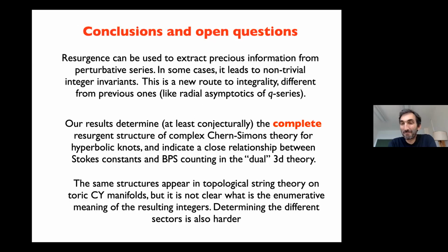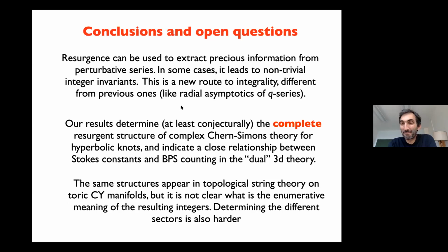Okay, so let me come to the conclusions. So one general message is that perturbative series have a lot of information encoded in it. And part of this information in these cases is actually an infinite number of integer invariants. So in particular, you have an invariant for knots based on perturbative series. You will be able to extract integer invariants. And this is a different route to integrality. It's a little bit different from the previous ones.